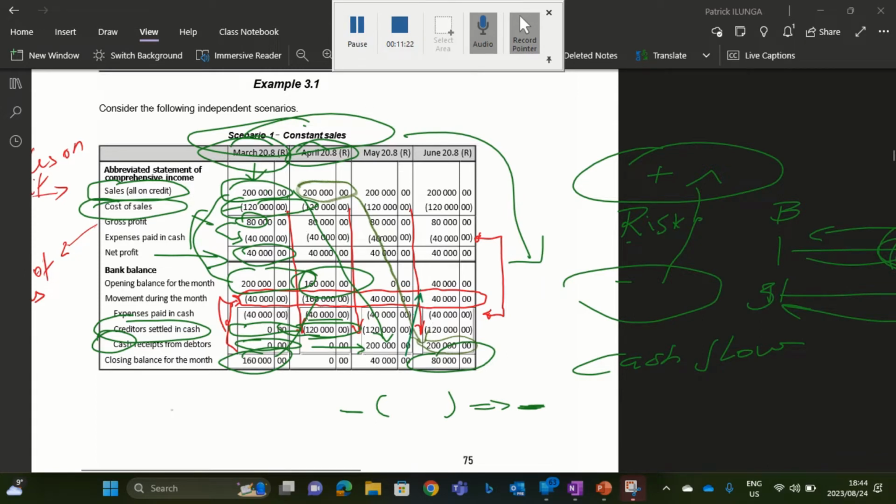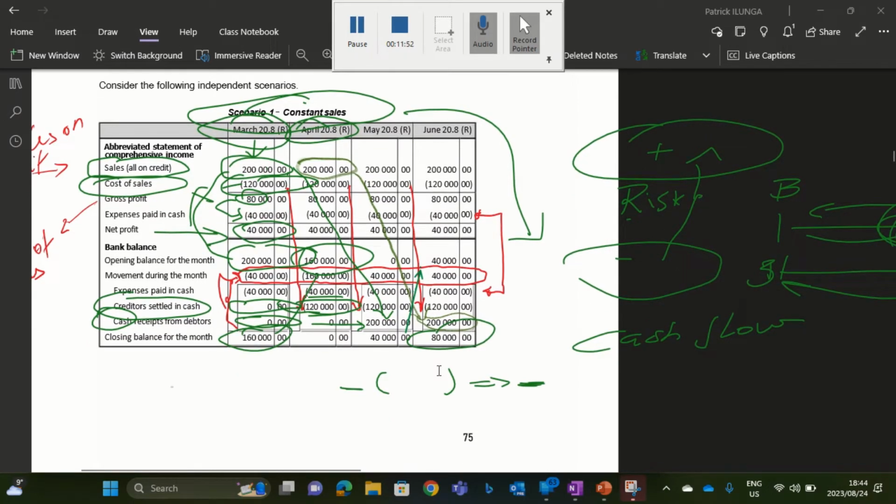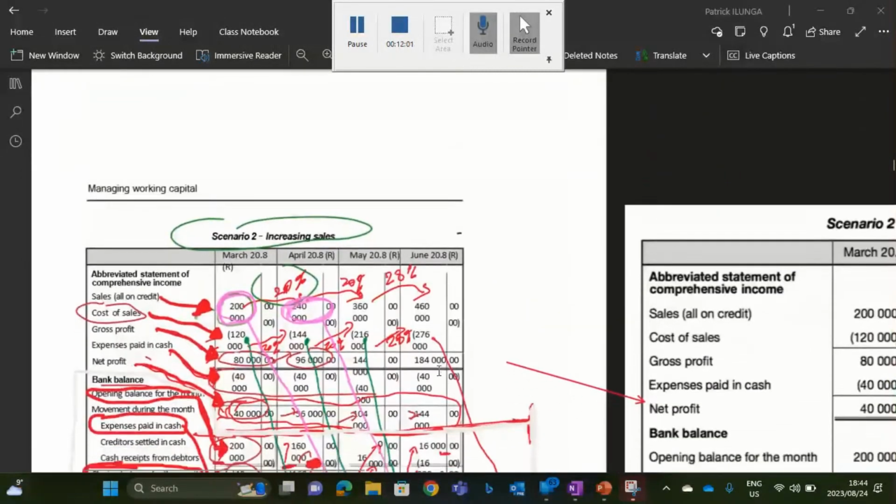But there is an addition now when it comes to the month of May. When you're looking clearly at May, you will see that there is cash receipt from debtors. And this is a problem, don't you see? Because we're settling our creditors within a 30-day period, but we are collecting from our debtors within a 60-day period, right? Which, as you can see, in June there is a closing balance of 80,000, right? So I can understand why such a company would want to do something, right?